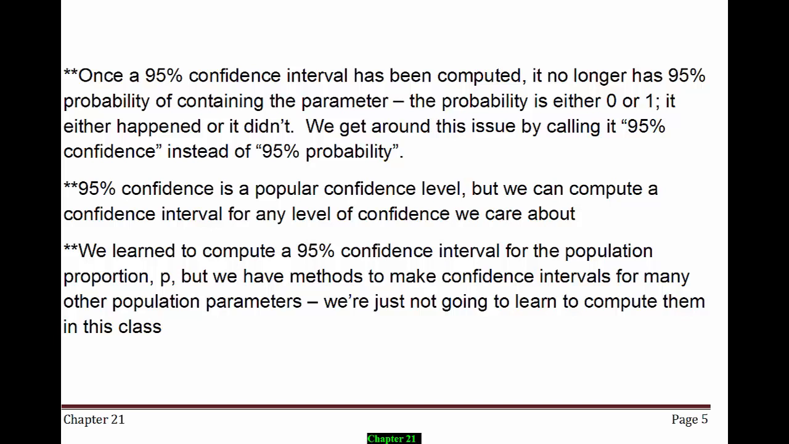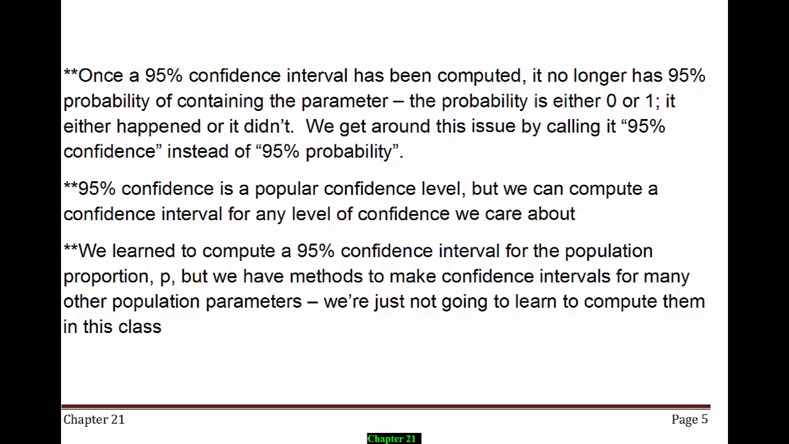Now, why do we use the word confidence instead of probability? Some of you may have been wondering that this whole time, because when we look at areas under the normal distribution, we told you they correspond to the probability of seeing a value fall within that interval. But then when we interpret a confidence interval, we call it confidence instead of with 95% probability.